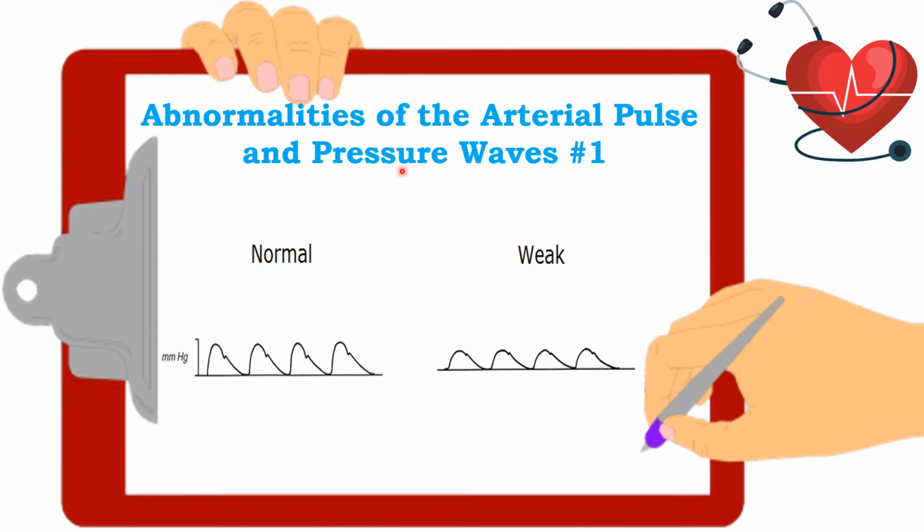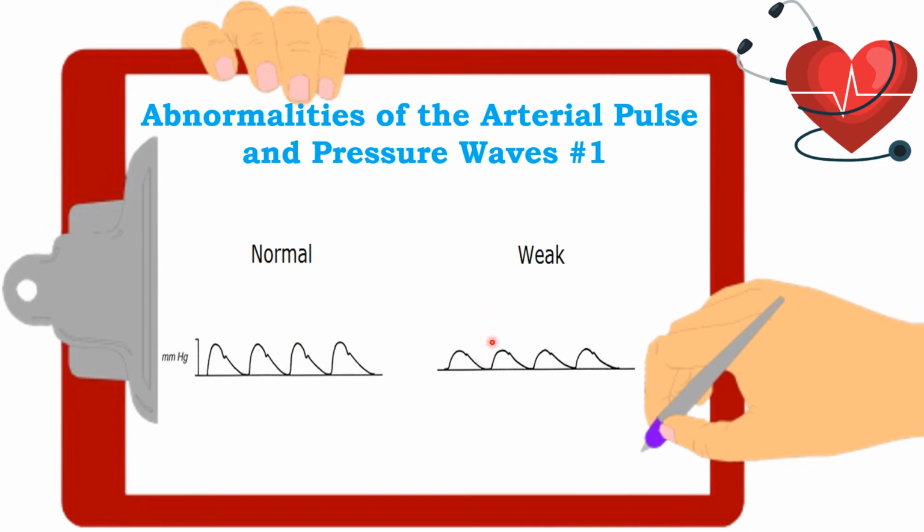Okay, so let us now move on to the abnormalities of the arterial pulse and pressure waves. So we have here the normal arterial pulse and the pressure wave, and we have here the weak pulse. For the normal pulse, the pressure is approximately 30 to 40 mm of mercury. The pulse contour is smooth and rounded. So the notch on the descending slope of the pulse wave is not palpable.